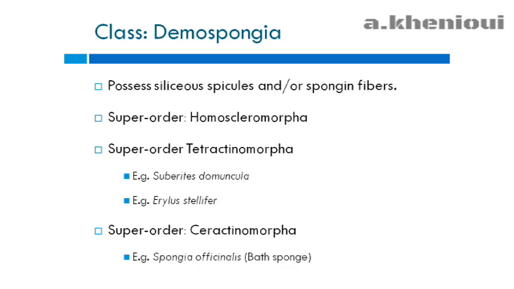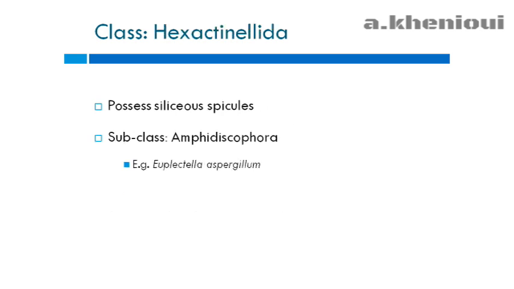The second class is the class of Demospongia. They possess siliceous spicules or spongin fibers, or both. We have three superorders: Homoscleromorpha, Tetractinomorpha, and Ceractinomorpha. The third class is Hexactinellida. They possess siliceous spicules only. The only main subclass is Amphidiscophora. For example, we have Euplectella aspergillum.